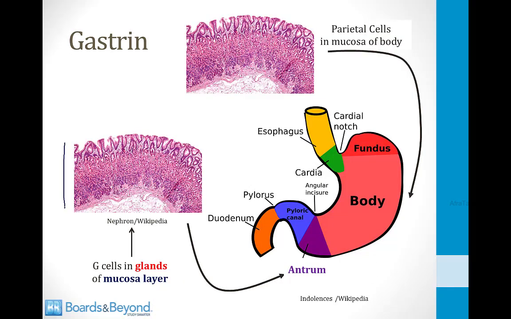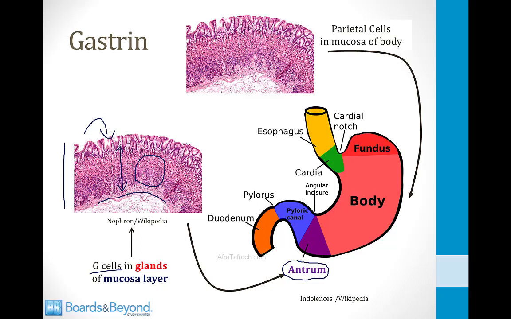This picture on the screen here shows the mucosa of the stomach. This is the muscular layer of the mucosa. The epithelial layer is on top, and everything in the middle is the lamina propria. And within the lamina propria, there are these ducts lined by cells, and those are the glands of the stomach which secrete gastric juice. And you can find the G cells in the glands of the mucosal layer in the antrum portion of the stomach. That's the portion of the stomach closest to the pylorus and the duodenum.